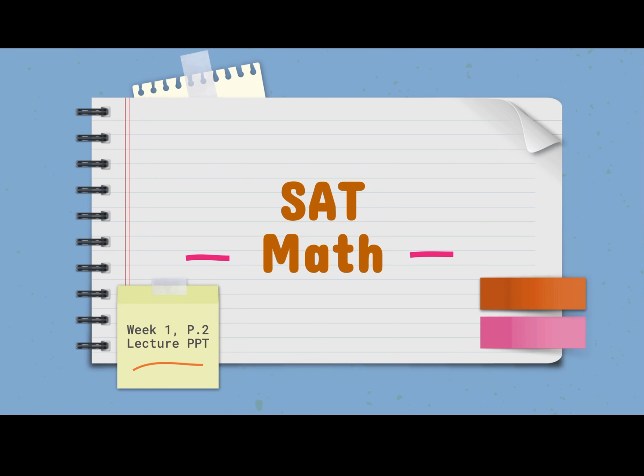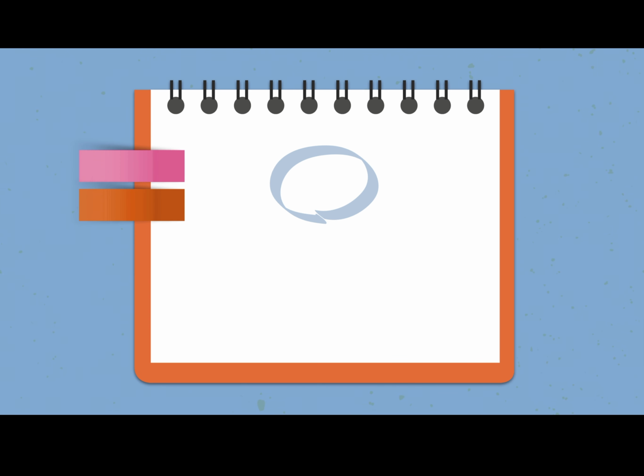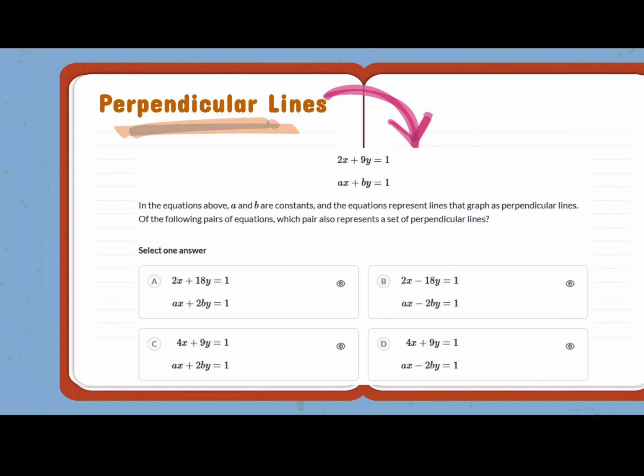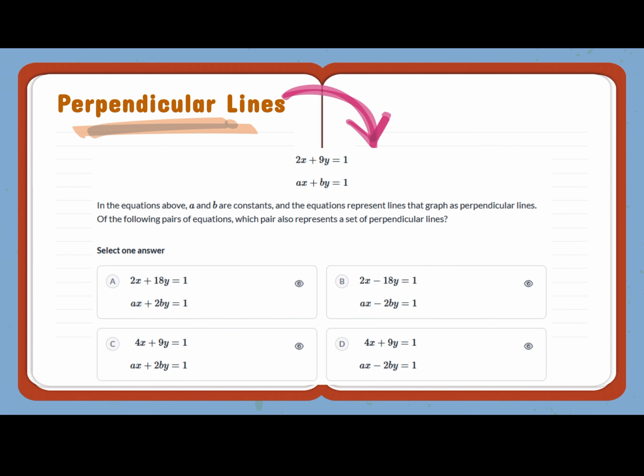Okay, everyone, welcome back to part two of the week one lecture for SAT Math. Jumping straight in, pretty much same thing as last week, except linear equation with two variables this time. So first question, we have perpendicular lines.